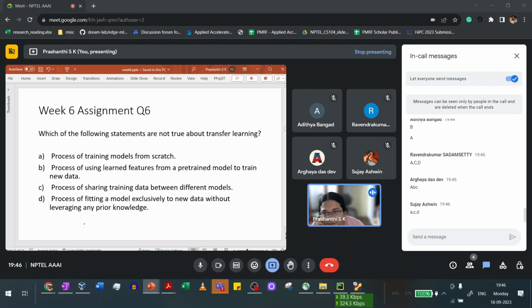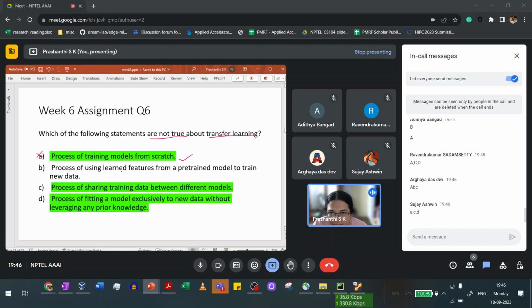Okay, let's look at the answer. It is A, C, D, right? So notice that this says which is not true. So let's look at each of them, right? Training models from scratch is not transfer learning. Transfer learning, as the name itself says, tries to transfer the learned knowledge by retraining over a small set of data. So this is false, right? And since this says not true, you can pick this as one of the not trues.